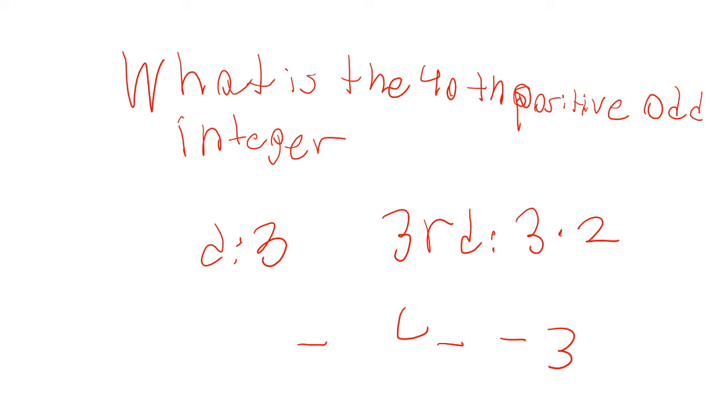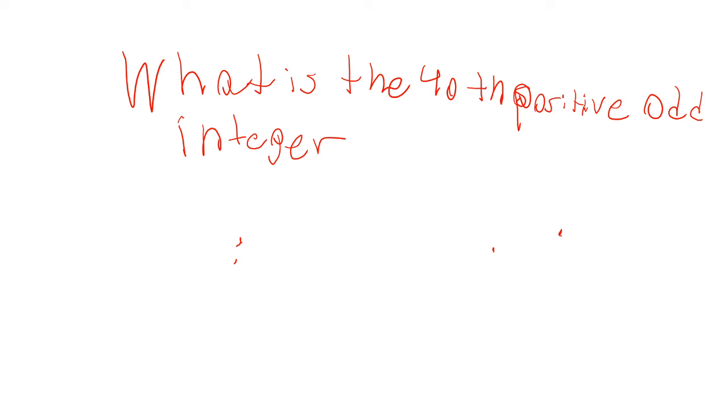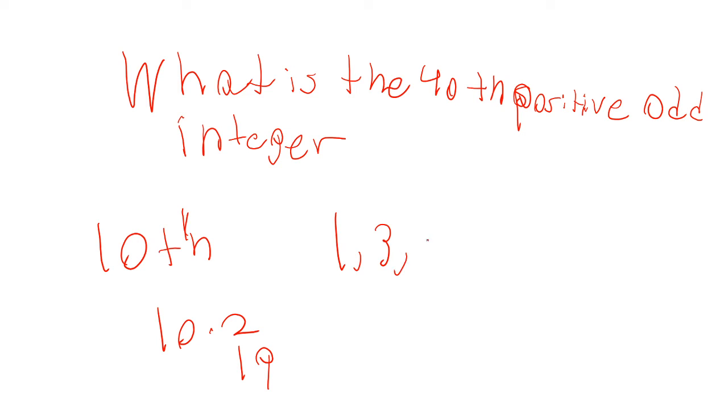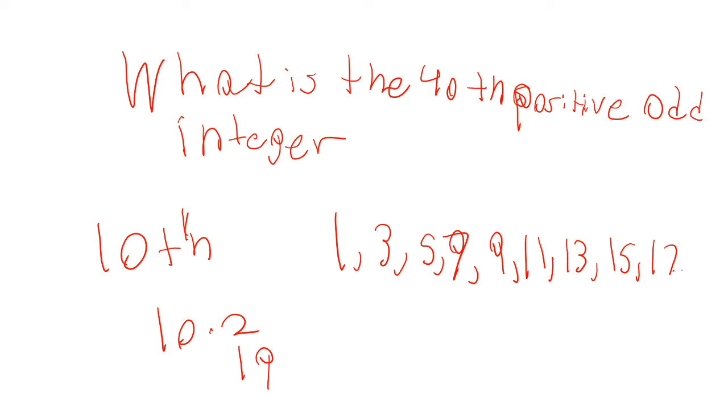Now let's say, what's the 10th positive odd integer? If we know this, we'll know what the 40th positive odd integer is. First, let's use our formula. 10 times 2 is 20. 20 minus 1 is 19. Now, we know it's 19 from our formula. Let's actually count this out to see if we're correct. So 1, 3, 5, 7, 9, 11, and so on. So 19 is the 10th: 1, 2, 3, 4, 5, 6, 7, 8, 9, 10. And sure enough, we're correct.